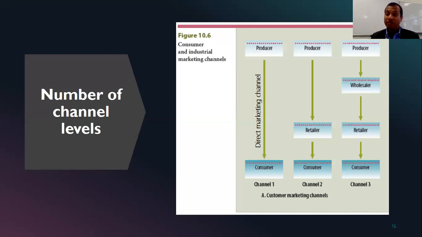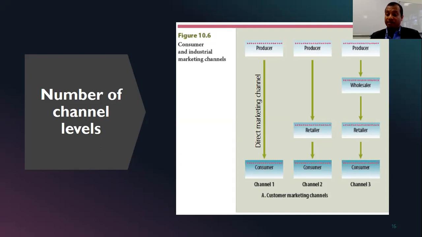Another name for this is direct marketing channel, meaning direct marketing. There are no intermediaries. You have the firm and the end consumer. You are allowing the end consumer to take the product directly from your warehouse or from your distribution channel. So there is no intermediary in between.